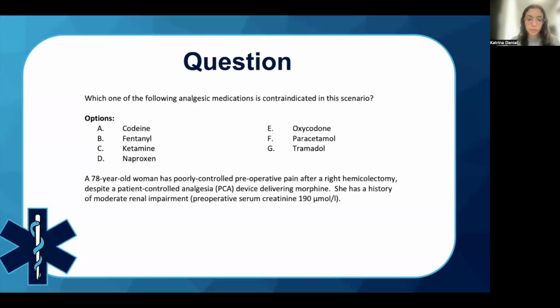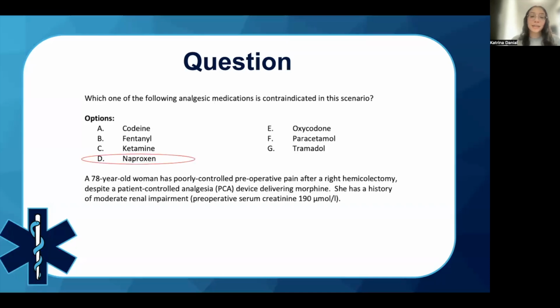All right, a 78-year-old woman has poorly controlled post-op pain after a right hemicolectomy, despite having a PCA which is giving her morphine. She has a history of moderate renal impairment, and this is her serum creatinine pre-op, which is high. Which of the following medications are contraindicated in this scenario? Have a think about the patient factors.